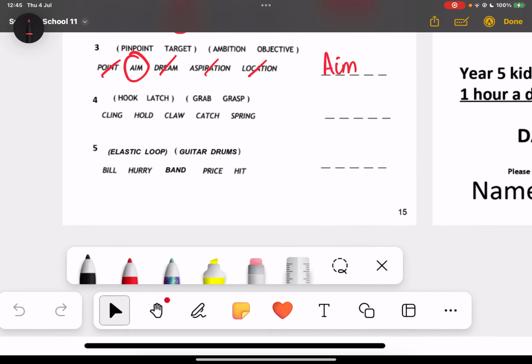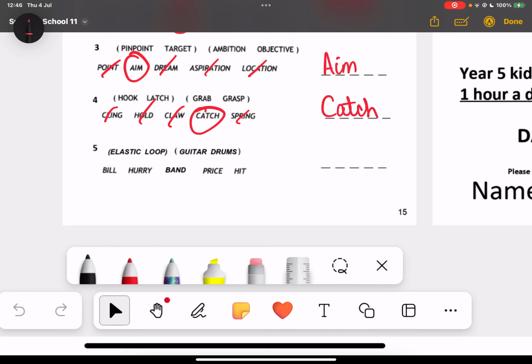4, so we have hook, latch, grab and grasp. Then we have cling, hold, claw, catch and spring. Catch would go pretty well with both, but let's check the others. Cling, no. Hold, no. Claw, no. Catch would go well, yeah. Spring, no. Catch, hook and latch are all like fishing terminologies for when you catch a fish. And then catch, grab and grasp are all when your human hand is holding something. So this one will be catch.